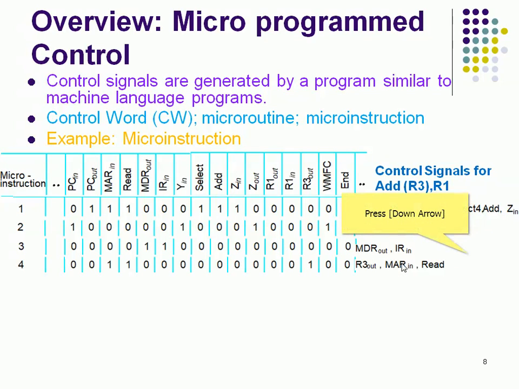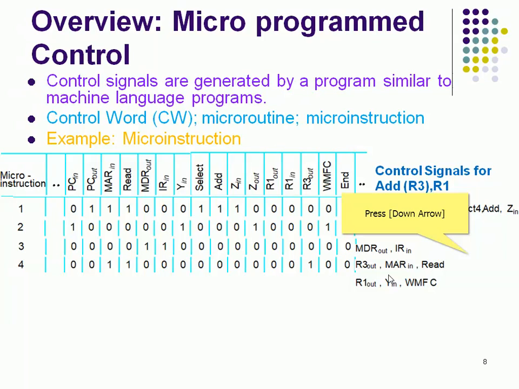So we can see three ones there. MAR in, read, and R3 out, right? Similarly, we have R1 out, Y in, wait for memory function to complete. In order to perform this, we have to perform an addition of R1 with the contents of R3, right? So R1 anyhow we can put in Y.